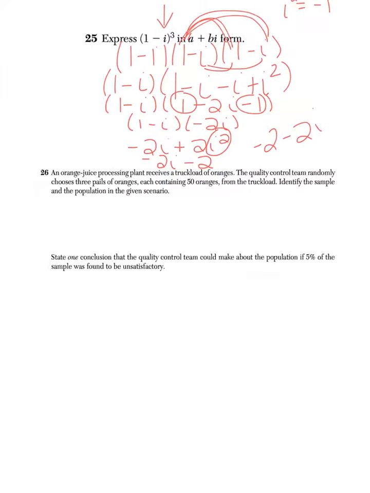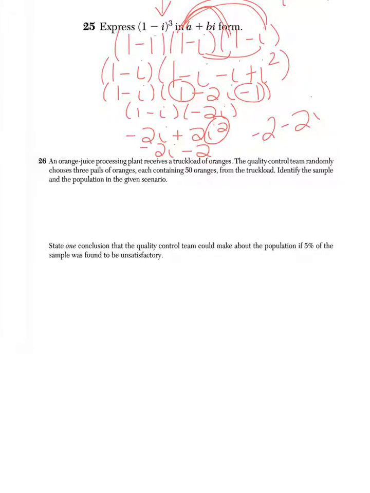For 26, an orange juice processing plant receives a truckload of oranges, and then they're randomly choosing 3 pails of oranges, with each containing 50 from the truckload. Identify the sample and the population. So the sample is exactly what it sounds like. It's a sample of the whole thing. So this wants me to identify the sample and the population.